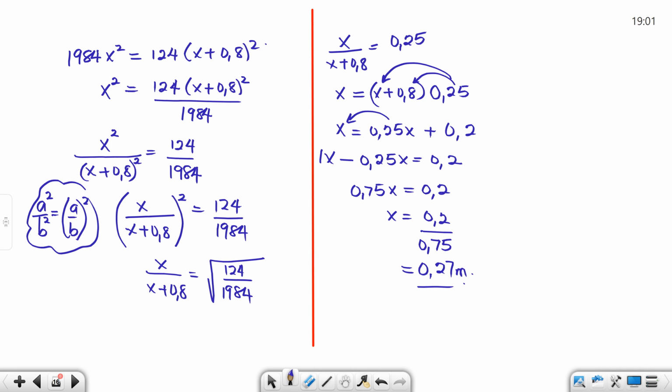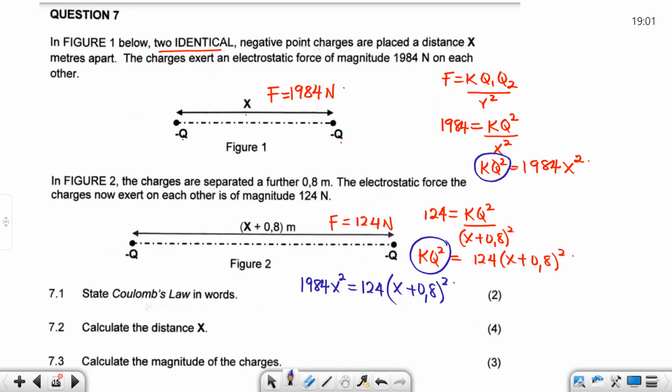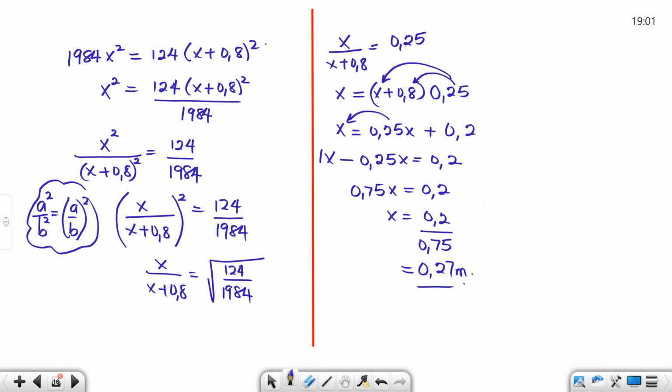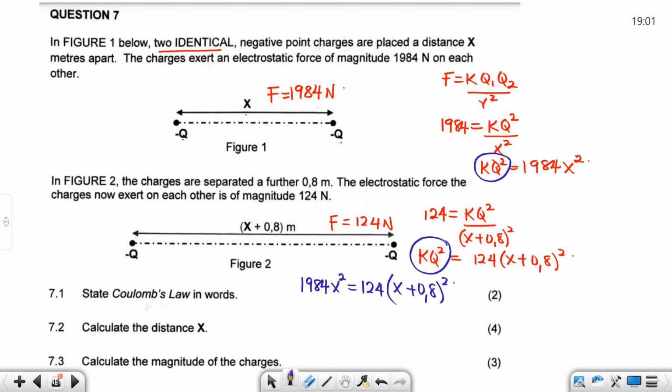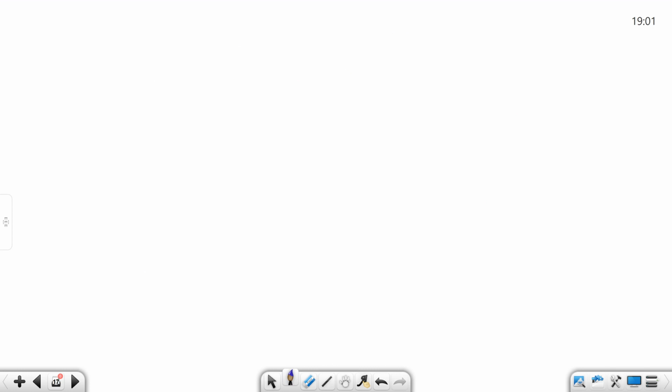All right. Let's see what we are supposed to do next. Calculate the magnitude of the charges. Oh, that is now easy. Because we know our x, we can actually use any of the equations. Do you remember any of the equations? Let's use this one. KQ squared equals 1984 x squared. I think we can all calculate from there.